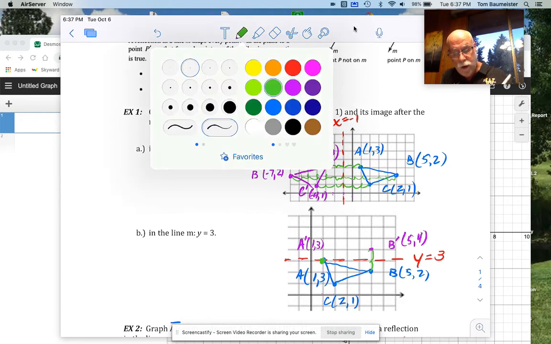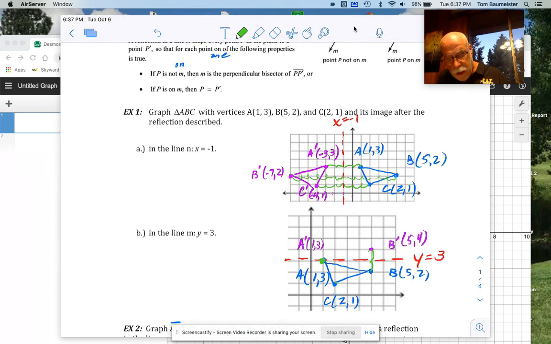And our last one, we're going to go up 2 to get to the line. We're going to go up 2 more. So that is our reflection for C. And our C then is going to be what? Still 2. And then I'm going to go up 1, 2, 3, 4, 5. So 2 and 5. All right. So I hope everybody sees those. Okay.